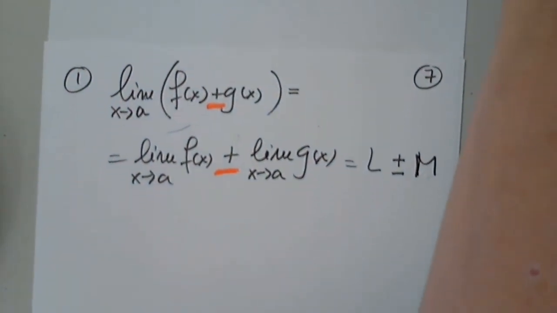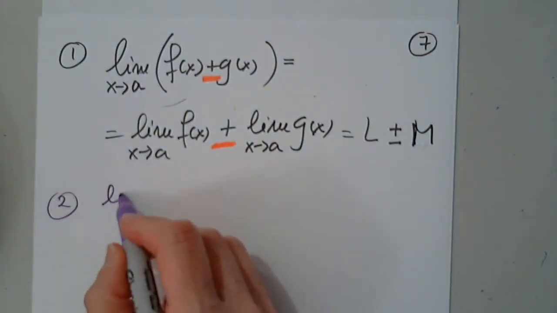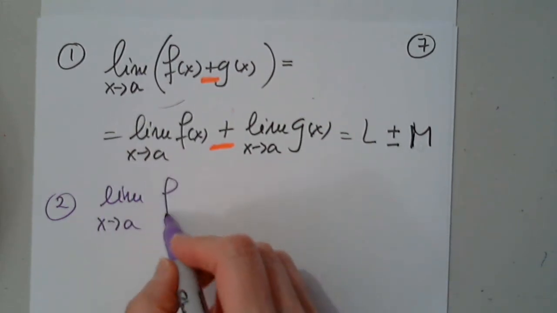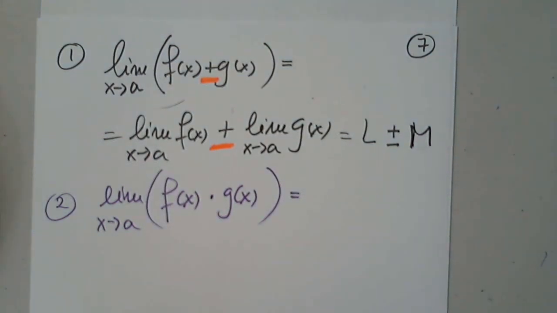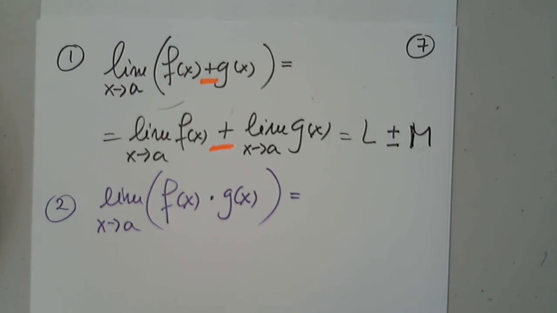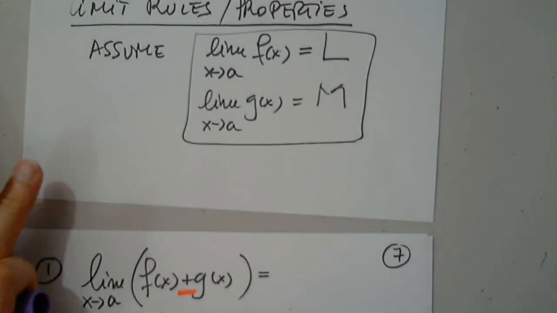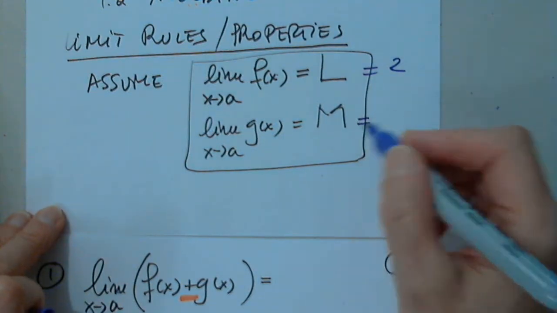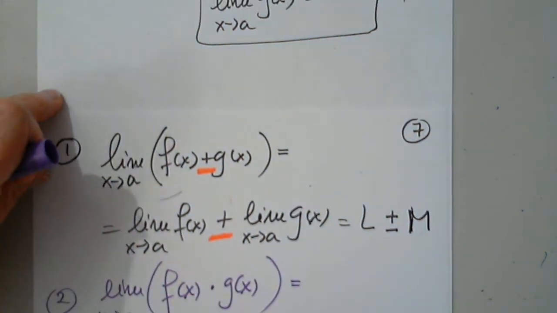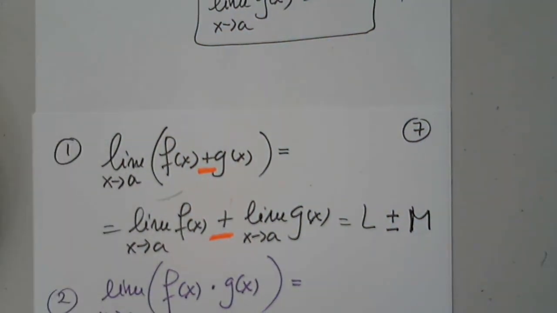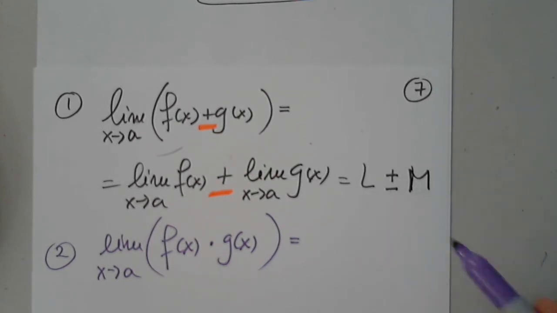Okay, that's one rule. Second rule: the limit as x approaches a of f of x multiplied by g of x. What do you think this is? I have a quick question. Yes, please. What did the L and M stand for again? Any number. If you don't like L, put 2. If you don't like M, put 4. Any number. Thank you. As long as they exist, as long as it's not infinities. So then this will be 2 plus 4 or 2 minus 4. Any number, a generic number. Assume that the limits exist.